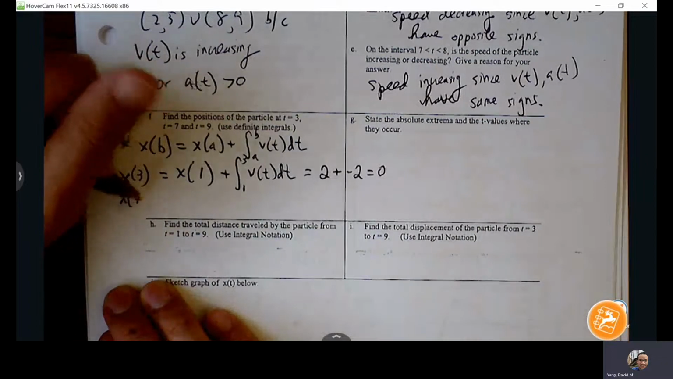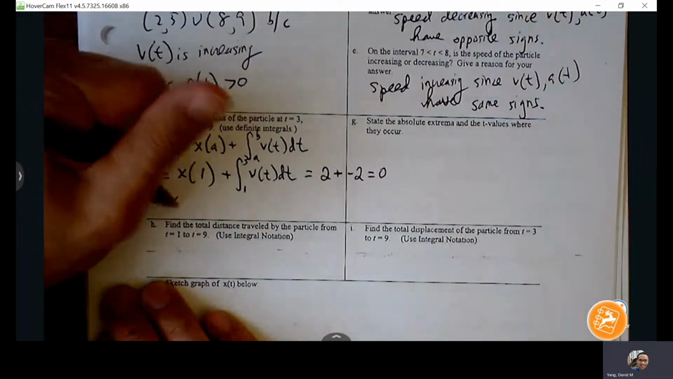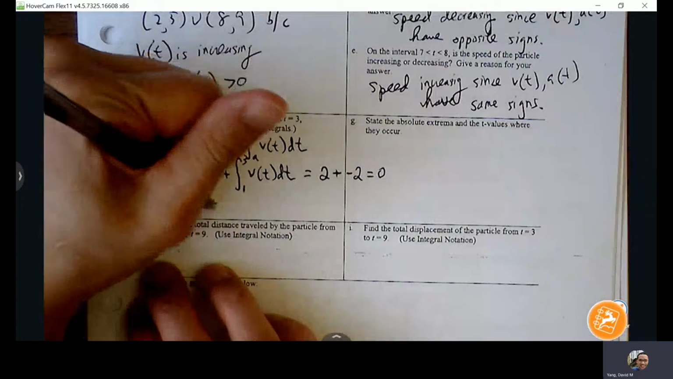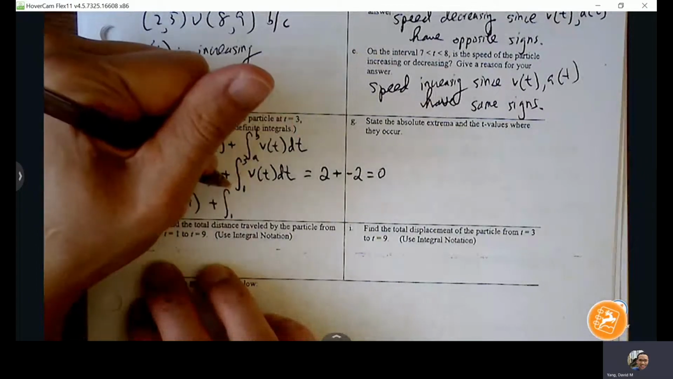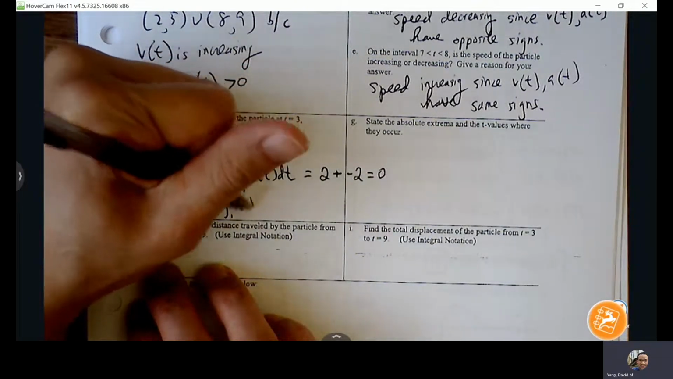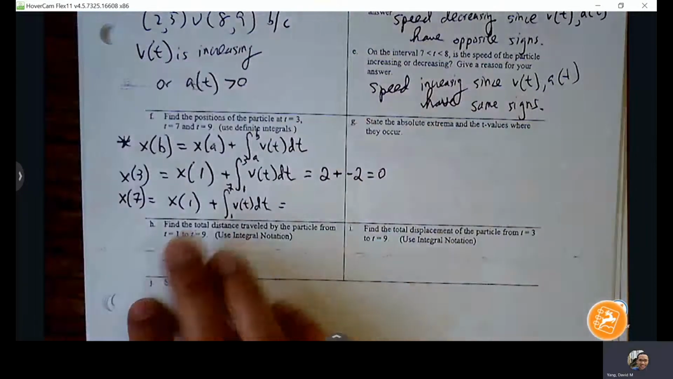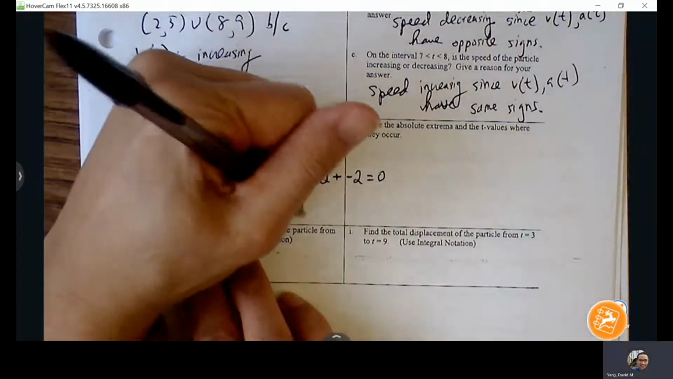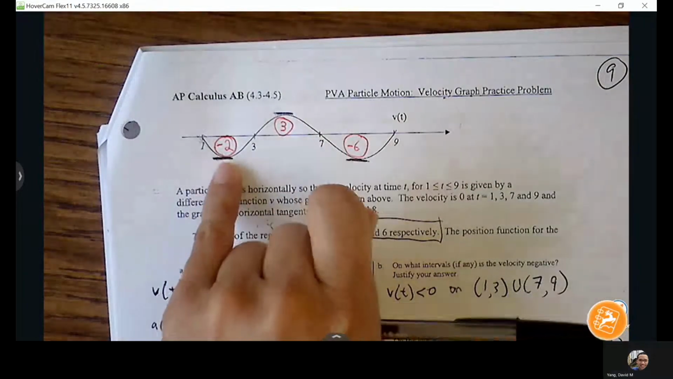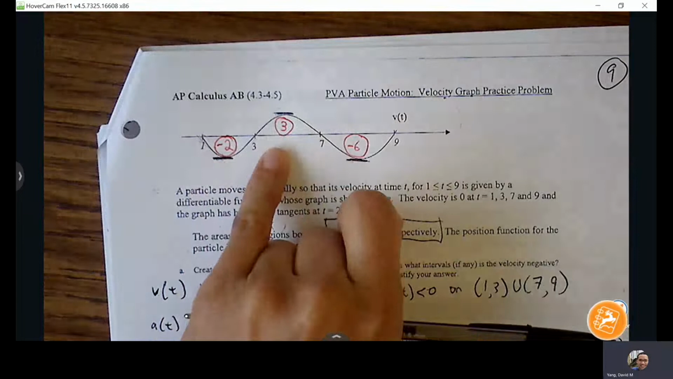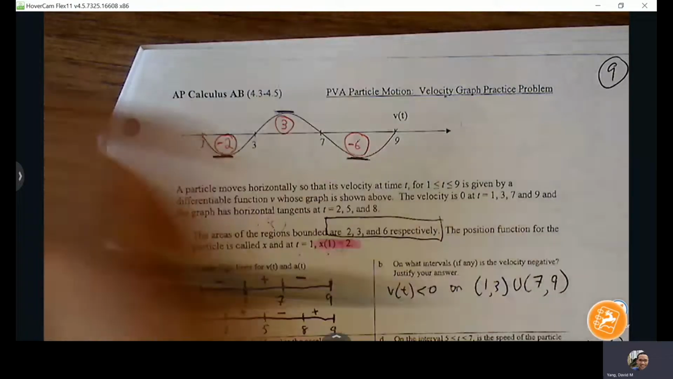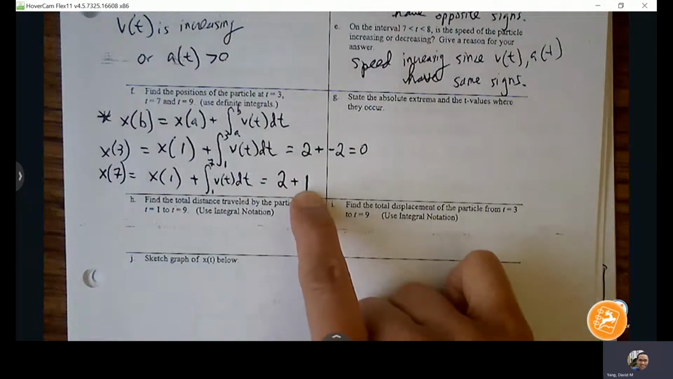Okay, to find x of 7, I start at my given location, and then I want to know how much progress do I make between those two time intervals. X of 1 is 2, and then between 1 and 7, go backwards 2 units, forwards 3 units, so -2 plus 3 is 1. So overall, he's going to make a forward progress of 1 unit, so after 7 seconds, he's going to be in location 3.